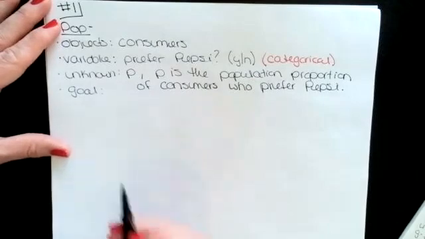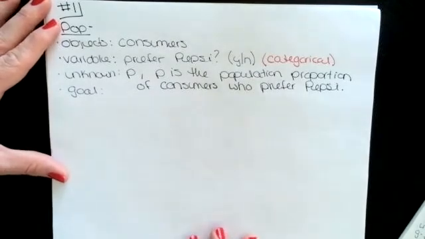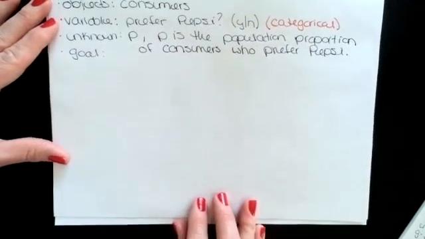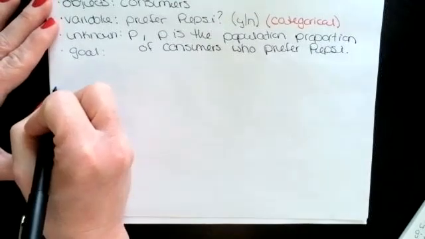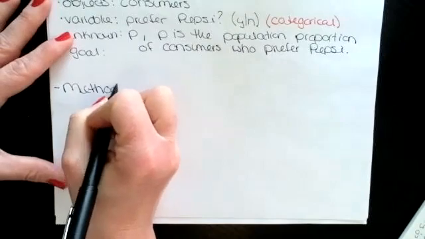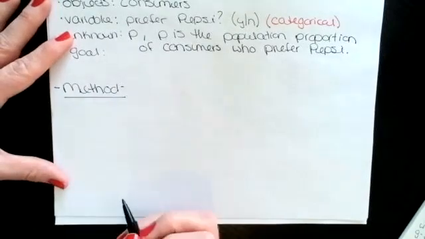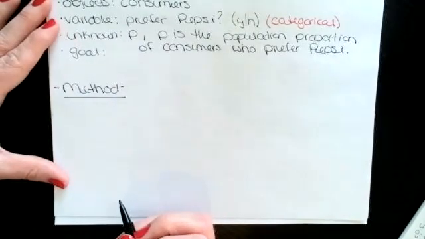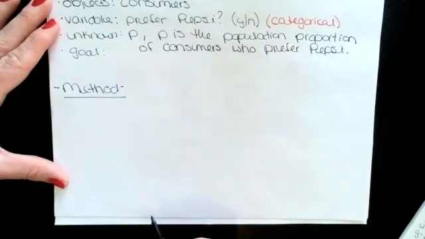Now my goal, I'm going to come back to that in a minute because my goal is always to show support for HA. I just need to figure out what my HA is. I'm going to leave some space and jump down to my method step, where I will write out my HA in notation form, and then I can write it out in words and my goal.